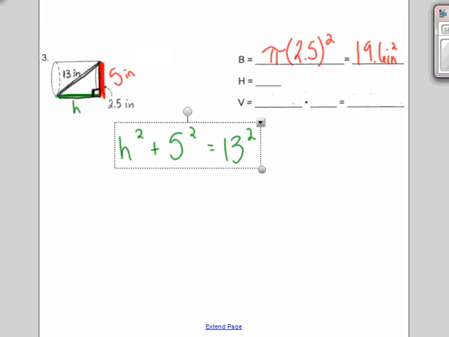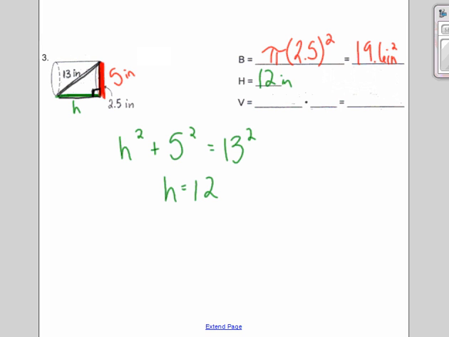Okay, so when you solve that, maybe you might already know what it is. This is a triple. It is 12. Okay, so 12 inches. So then, for your volume, 12 inches, and then 19.6 inches squared. Multiply them out, 235.2 inches cubed. That one was a little tricky because you had to do that extra stuff. But nothing you guys can't handle.